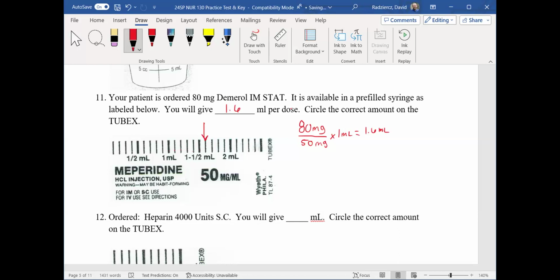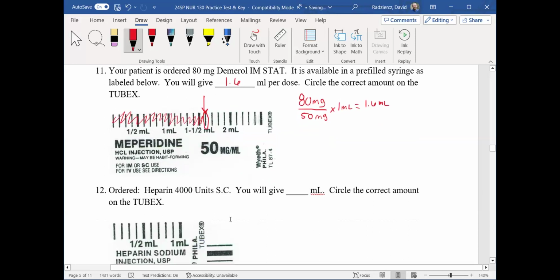Sometimes I'll ask you to shade it. So you can shade it as well. Okay, so it just depends on how they want you to mark it. Or here it even said to circle the correct amount. So it might even be more accurate if you're circling it. And then you would do the same thing for down here.